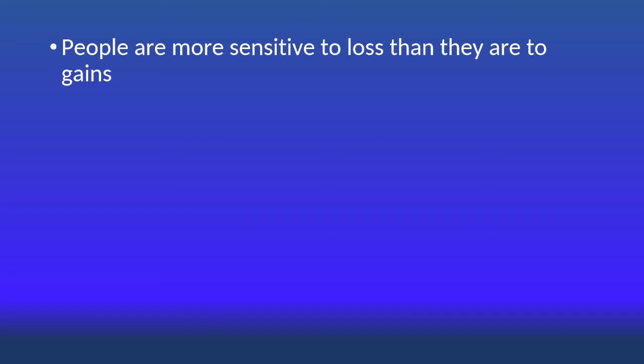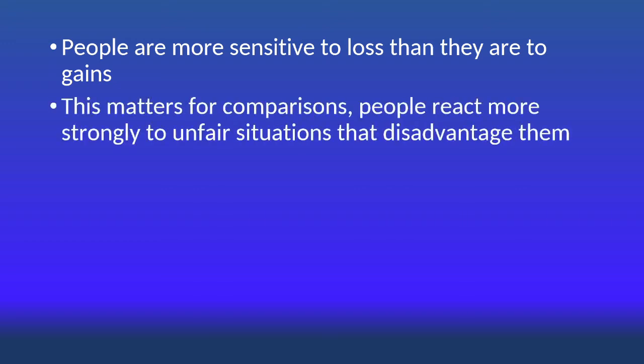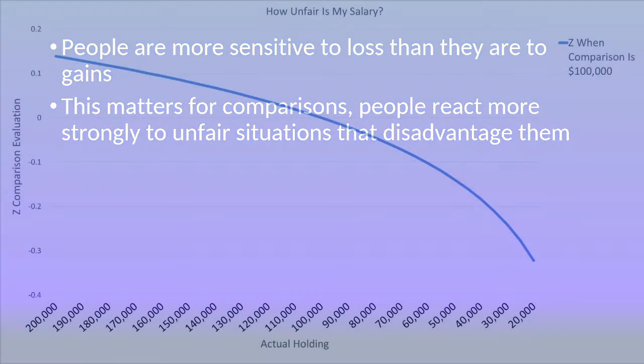It's clearly unfair for someone to make $20,000 a year when their peers are making $150,000 a year. But it's also unfair for someone to make $200,000 a year when their peers are only earning $150,000. In reality, people are going to be way more sensitive to making less than what is fair than they are to making more than what is fair. To illustrate this, I have graphed our salary example.